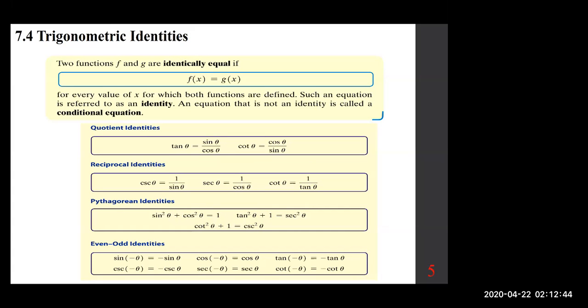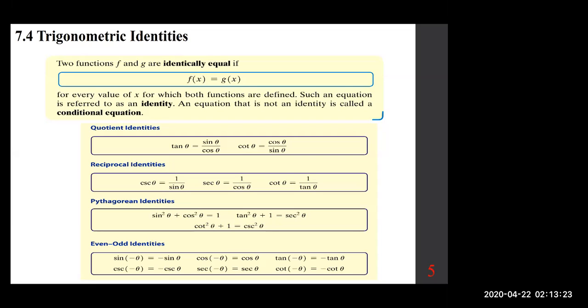Okay, so this is reminding you of what we have seen. And in order to establish new identities, we use the information from the past to prove the new stuff. And the concept is that two functions f and g are identically equal if f is equal to g. This is an identity. For example, tangent is sine over cosine.